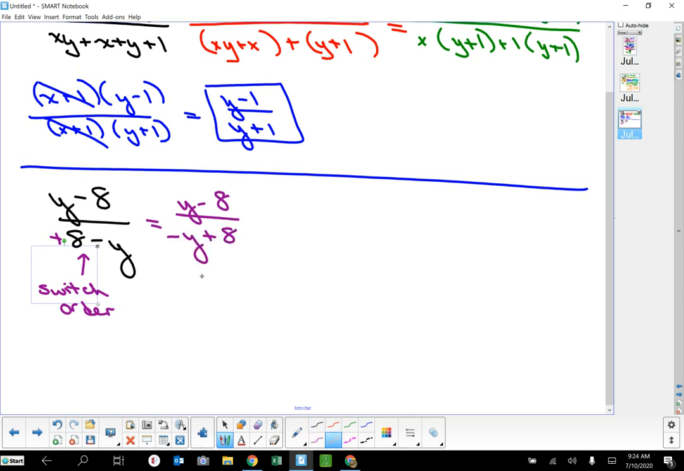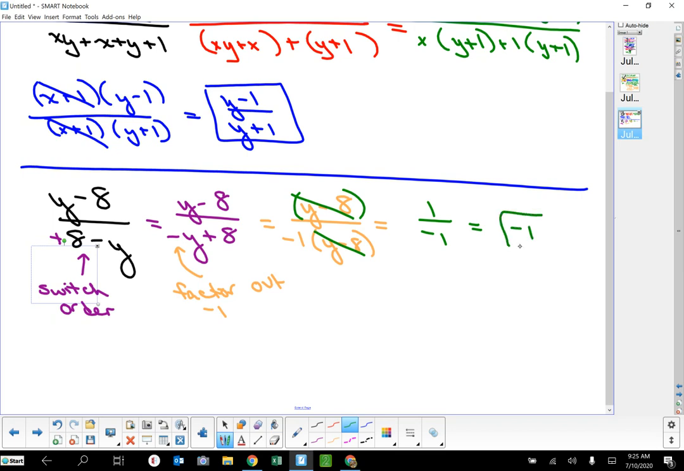And then you shouldn't ever leave a negative on a leading term. So make sure you factor out this negative. So this is now going to look like y minus 8 over negative 1 times the binomial y minus 8. And then you can cancel the binomials y minus 8, and you're left with 1 over negative 1, which is negative 1. Okay, so it's possible that all of your actual variables could cancel out, and you're going to be left with just a number.